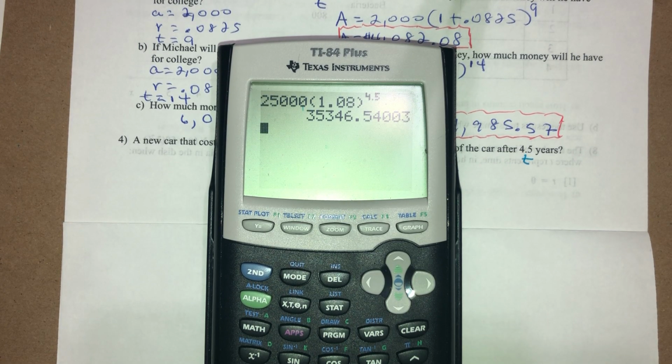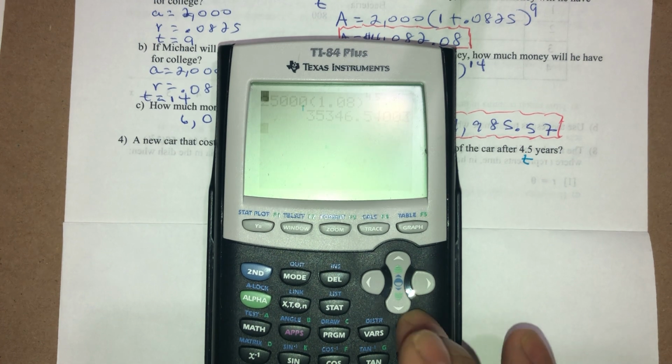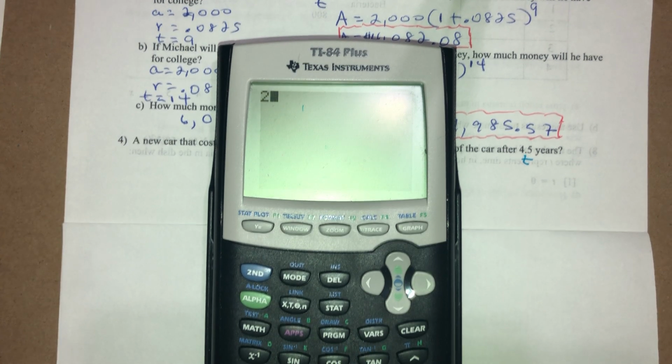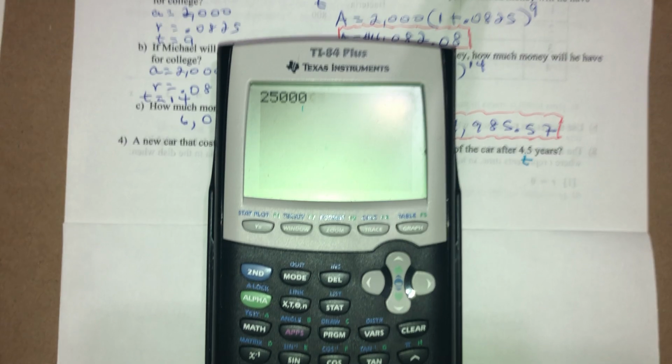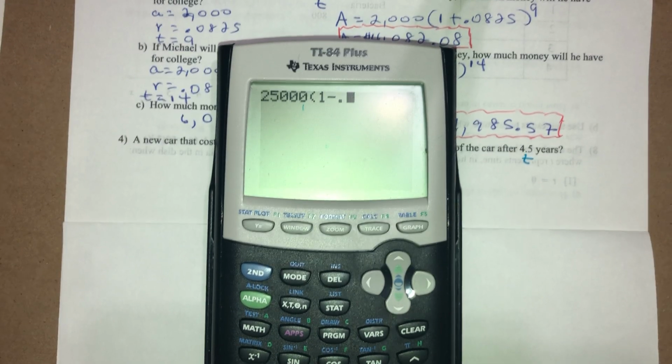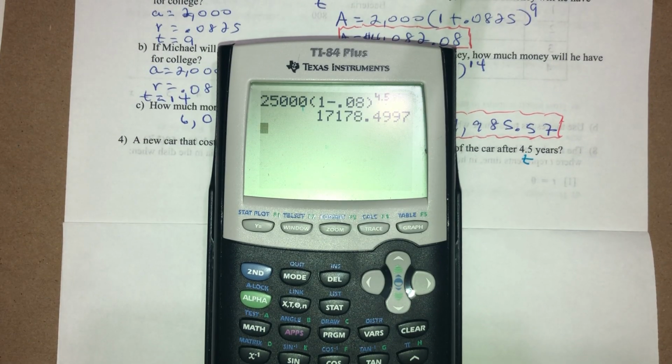What did I do? Oh, I added, it's supposed to be minus. My bad, guys. See, I'm losing it. I will add today 1 minus 0.08, close parentheses, elevated to the 4.5. If I do enter, so that's most likely, okay?